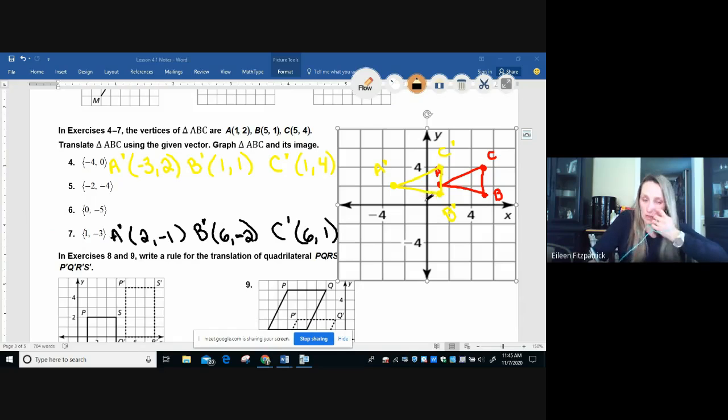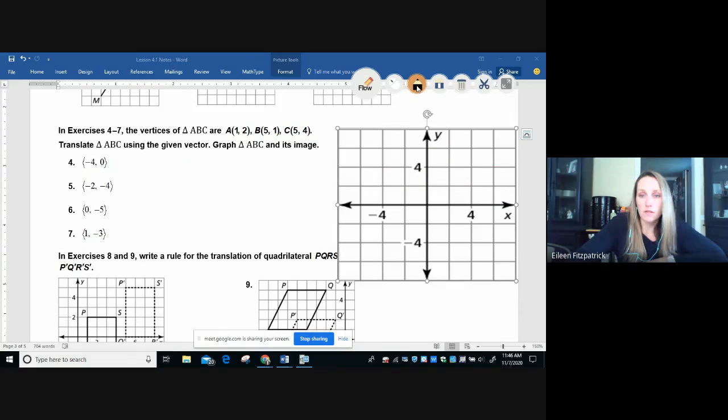Okay, so plotting the first point, 2, 1, it's right there, it's A prime. Then I'm going to have 6, -2, B prime, and 6, 1. That's C prime. And there is that triangle after the translation. Okay. All right, let's keep on moving. Oh, just make this a little smaller.